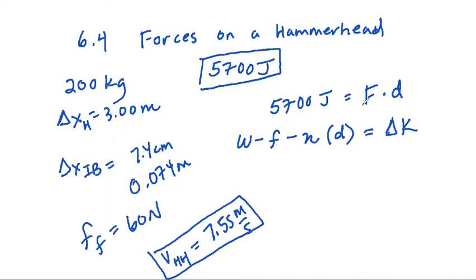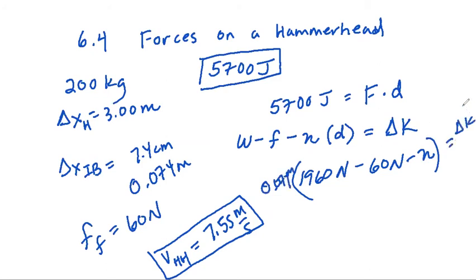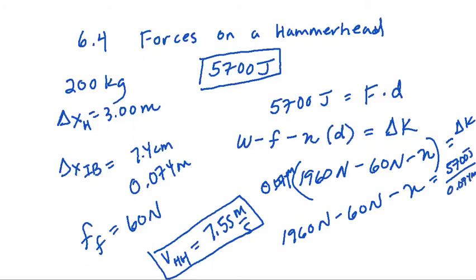So for my weight, I've got 19,600 newtons minus friction, 60 newtons, minus my normal force, times that little distance. What was that? 0.074 meters equals delta K, which was 5,700 joules. So this is the value I want. We'll do 19,600 newtons minus 60 newtons minus N equals 5,700 joules divided by 0.074 meters.